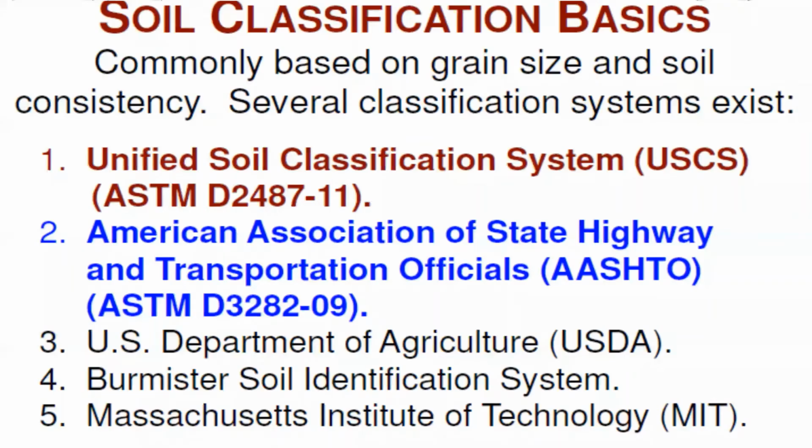Now I am moving towards soil classification basics. There are different soil classification systems: the Unified Soil Classification System, the American Association of State Highway and Transportation Officials (AASHTO), ASTM, the US Department of Agriculture (USDA), the Burmister Soil Identification System, and the Massachusetts Institute of Technology (MIT) system. Of these, we have used the Unified Soil Classification System (USCS) and AASHTO, because we normally use them in the field.